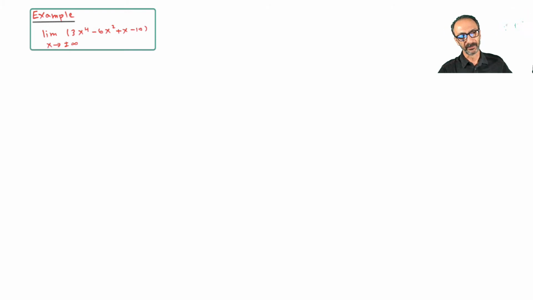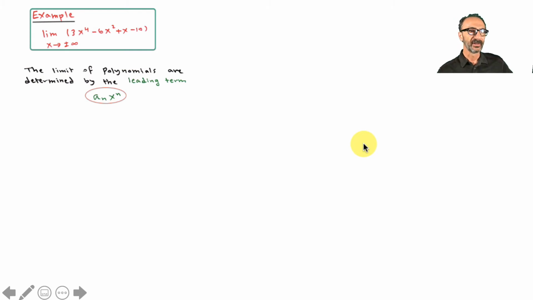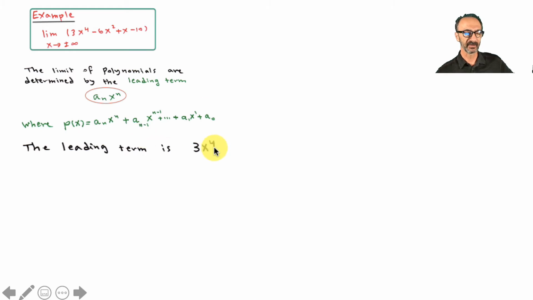For this one, here's a new concept. When you have a polynomial and you're applying the limit as x goes to positive or negative infinity, always look at the leading term. Why is that? Let me write it down first, I'll show you. The leading term for this polynomial is a sub n x to the power n, and for our example it is 3x to the 4.